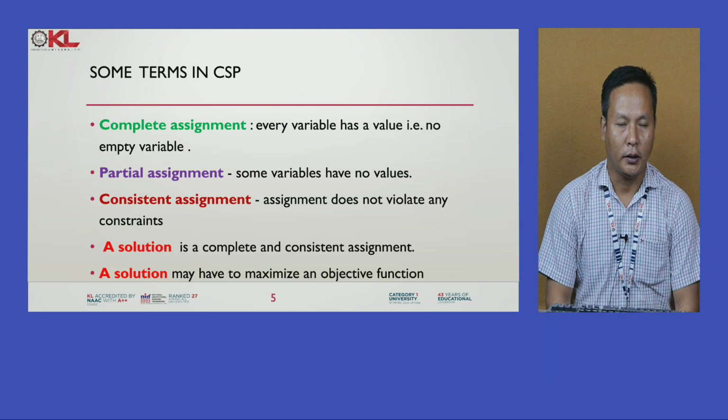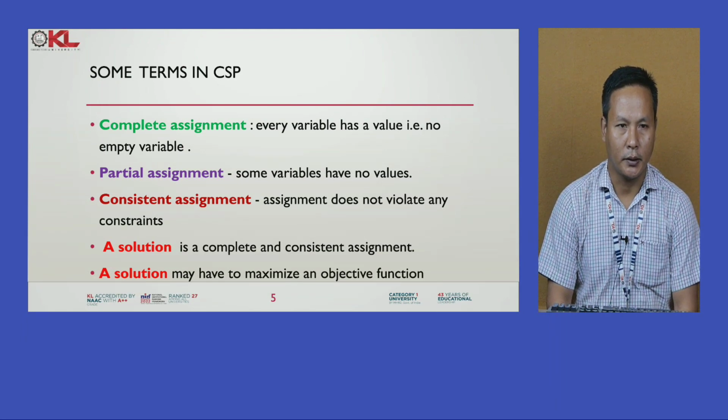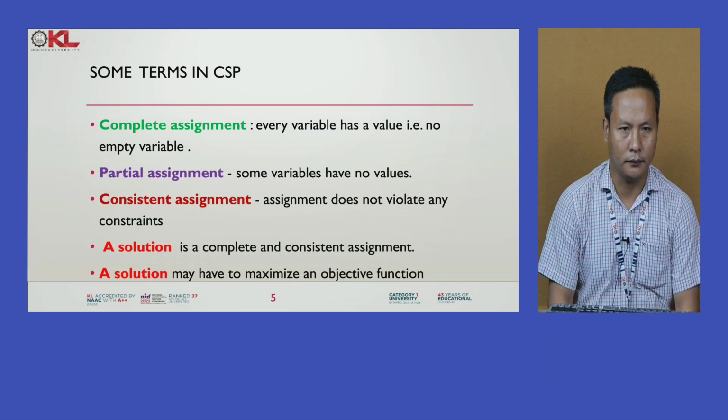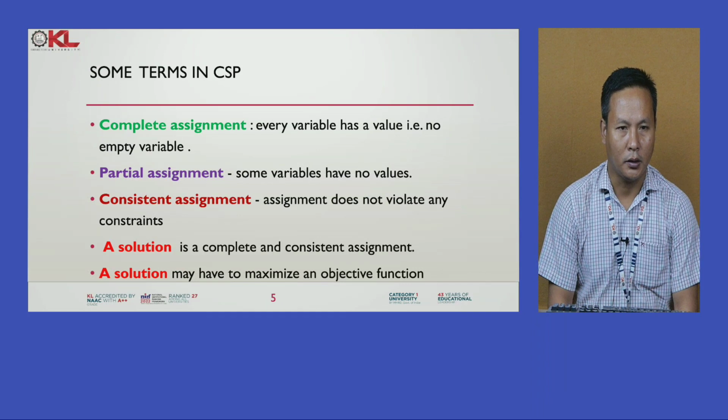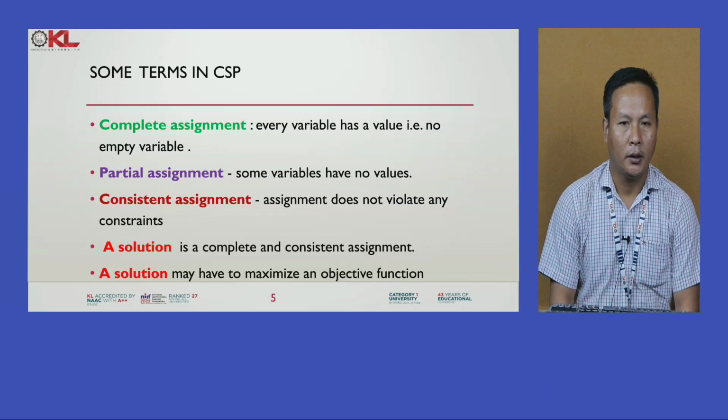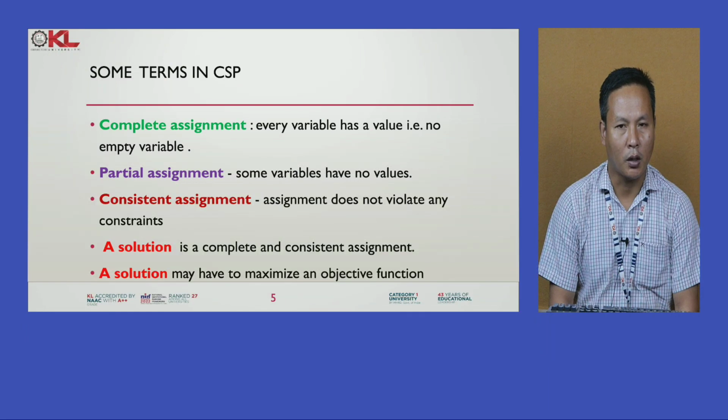Before continuing in depth, let us try to understand some of the terms used in these problems. First is the complete assignment. We use some variables and some values. If values are assigned to each and every variable without any repetitions, such an assignment, or copying the values to the variables, is called a complete assignment. No variable is empty; every variable must have at least one value.